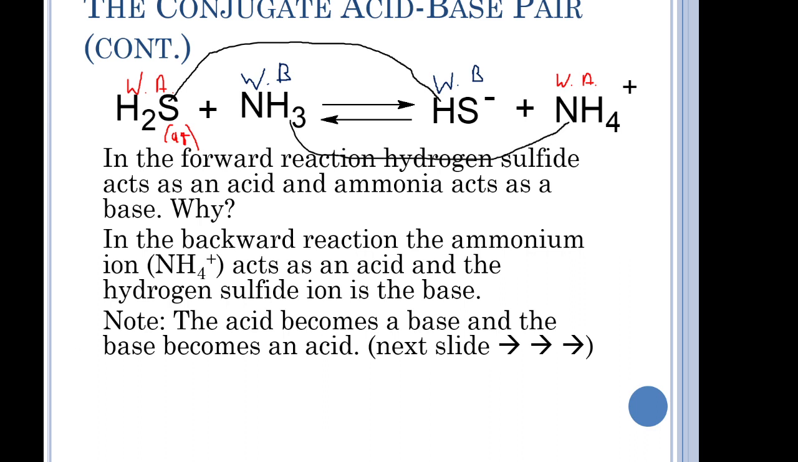And we call these conjugate acid-base pairs. Every acid has a conjugate base, and every base has a conjugate acid. The acid becomes a base, the base becomes an acid just by doing the definition of an acid and a base.